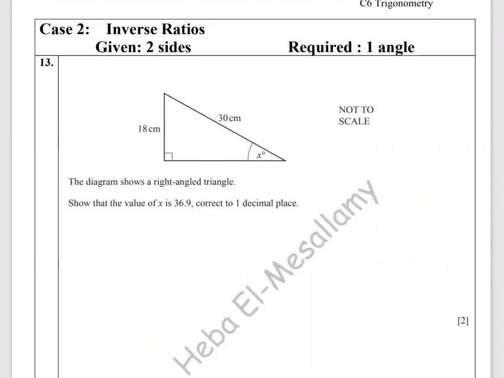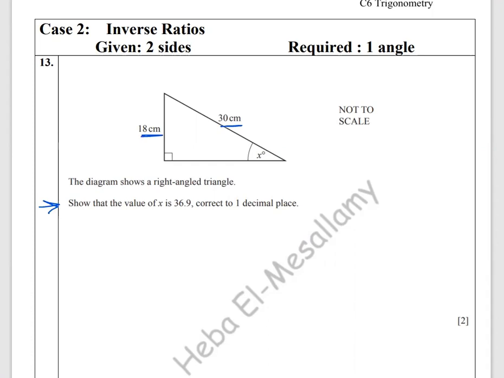Here I have a right angle triangle where I'm given this side 18 centimeters and this one is 30 centimeters. And the question is just asking me to show that the value of x is 36.9, correct to 1 decimal place. When the question asks you to show that, it means I'm going to prove that the angle is 36.9 after rounding its value to 1 decimal place. This means I'm going to work out all the steps, and after that I have to reach this answer.